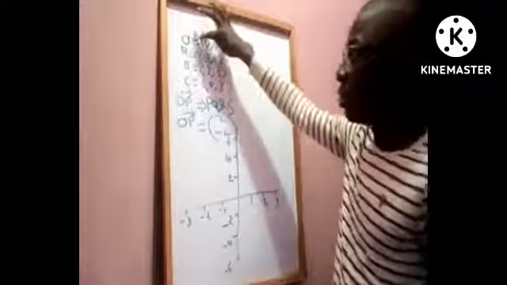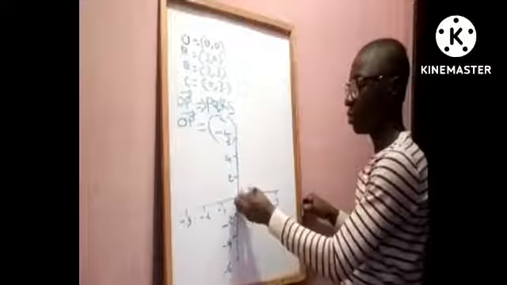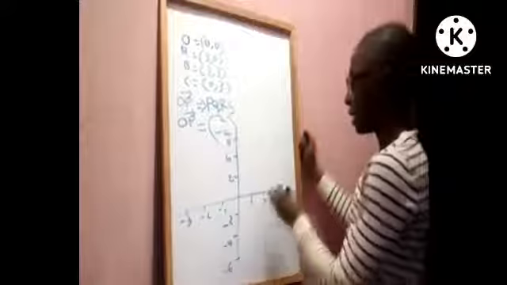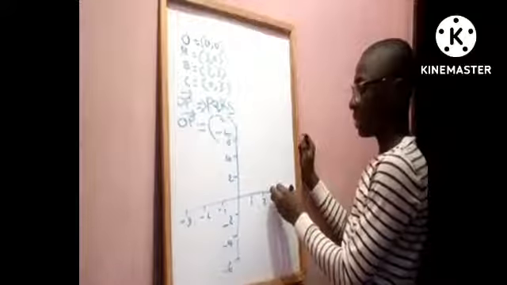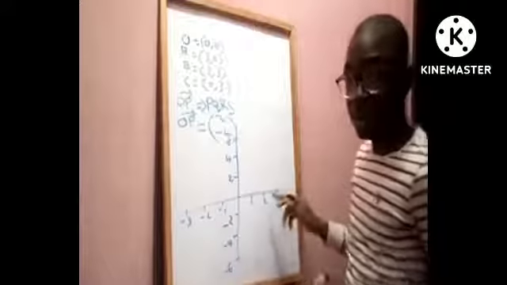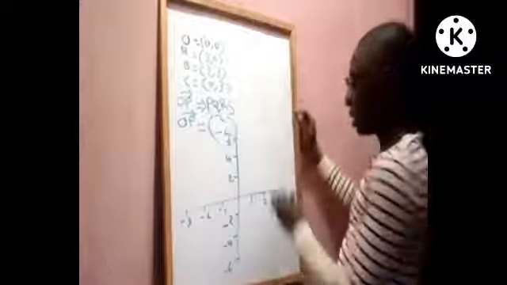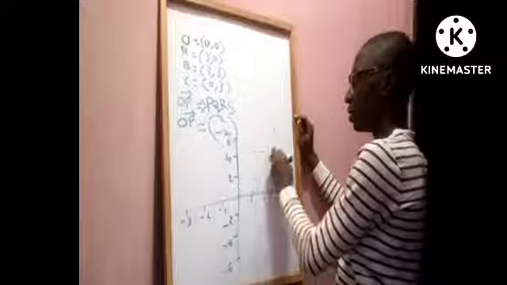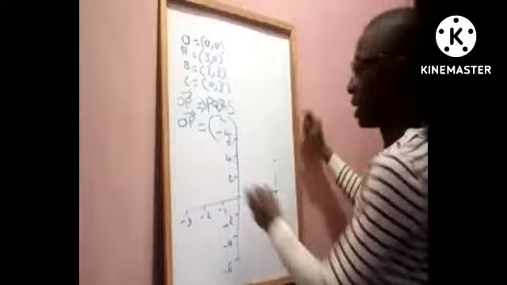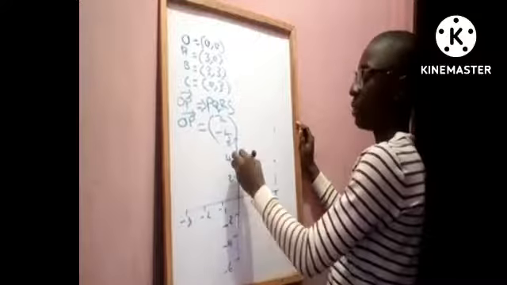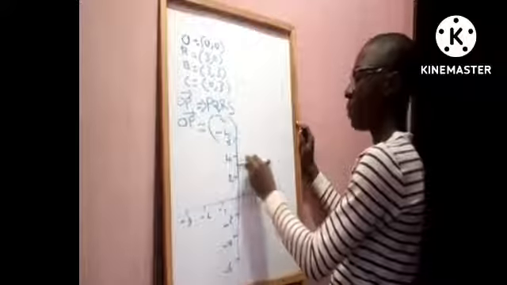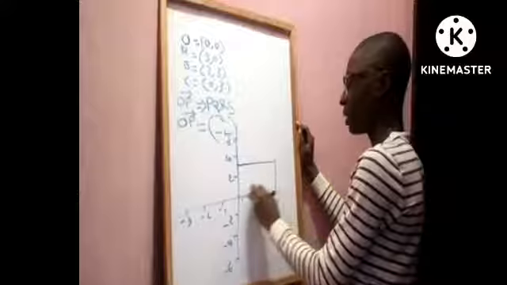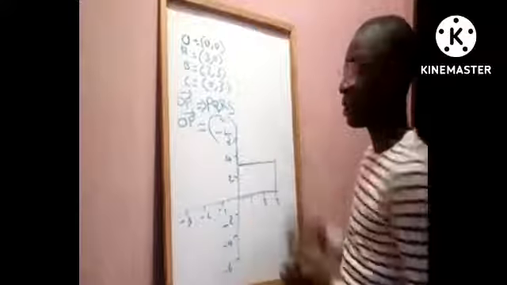Now the point O will be (0, 0). Point A is (3, 0): 3 on the x-axis and 0 on the y-axis, so that's on the x-axis. Now (3, 3): 3 on the x and 3 on the y. Then we have (0, 3): 0 on the x and 3 on the y. If we join these four points together, we'll get a square. So it is this square that we're asked to transform.